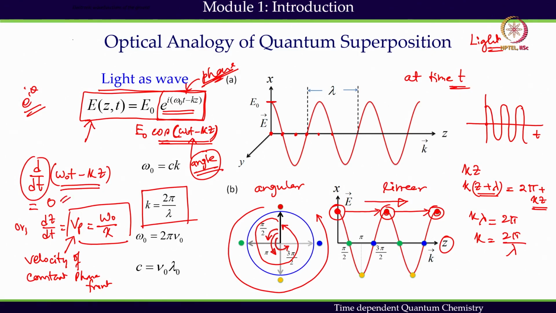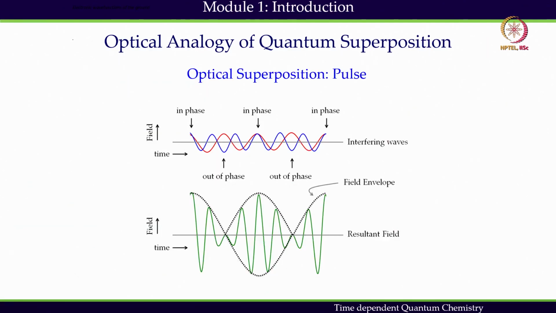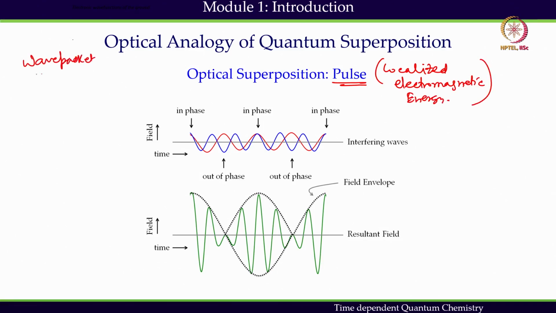So this concept will be used very soon in the superposition. Optical superposition creates the pulse, which is localized electromagnetic energy. A wave packet, on the other hand, is a localized particle wave. So these two are conceptually different, but they have very close similarity.